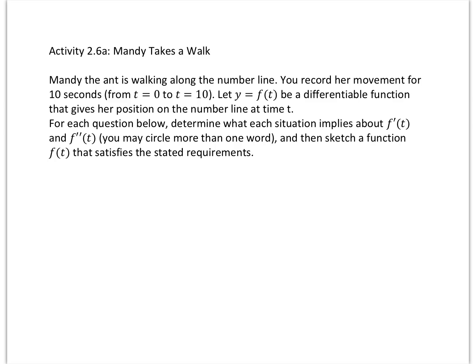So Mandy takes a walk. Mandy the ant is walking along the number line. You record her movement for 10 seconds from t equals 0 to t equals 10. Let y equals f of t be a differentiable function that gives her position on the number line at time t. For each question below, determine what each situation implies about f prime of t and f double prime of t. You may circle more than one word, and then sketch a function f that satisfies the stated requirements.